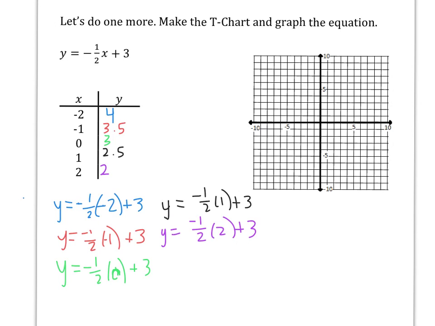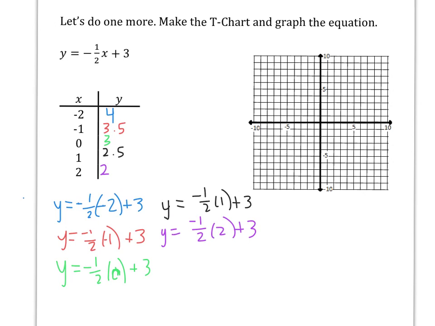So now let's go ahead and plot these points. So I'll plot negative 2, 4, put right there. I want to change colors. Okay, so here we go. Negative 2, 4. Negative 1, 3.5.